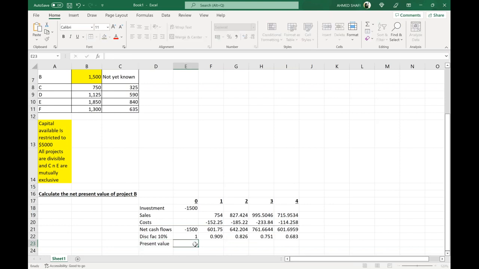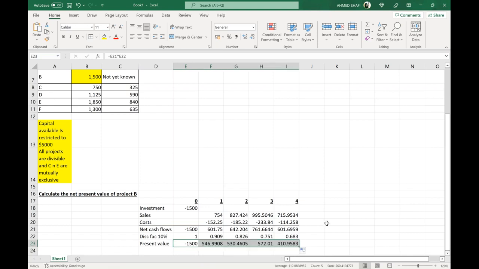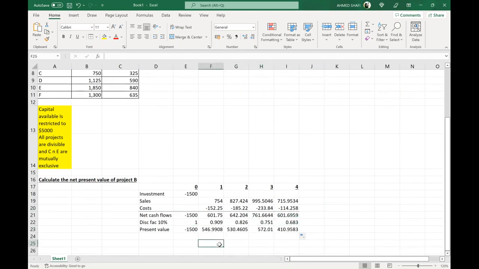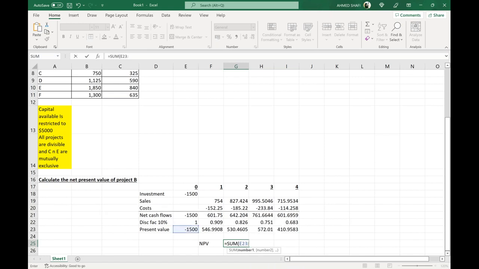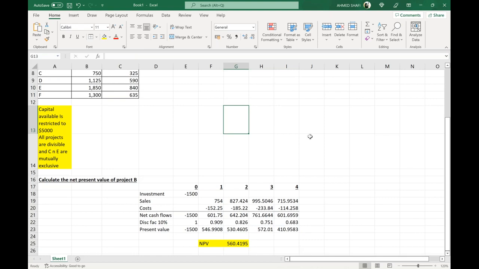Net cash flows, when they are multiplied by the discount factor, give you present value. So multiply them, 1500 into 1. And when you have the present values, you need to net them all to get the NPV. To net them all, we will sum all cells, the sum of the investment cell, that is E23 till I23. All these cells will be netted off, and NPV will be 560 positive. This is the NPV of project B. Our 4 marks requirement is done. You can copy this. If you have any questions, you can ask, then we'll move towards requirement two.